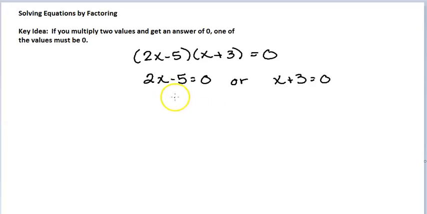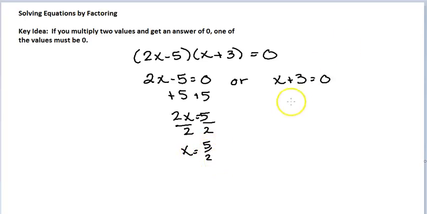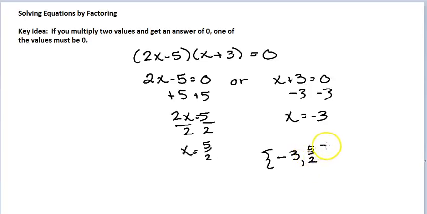And so I solve each of these. In this case, I add 5 onto both sides, and then I divide by 2. And I'm going to leave the answer in improper form. Over here, I subtract 3 from both sides. And those are my two solutions. x equals either negative 3 or 5/2. And you can put your answers in set notation like this.